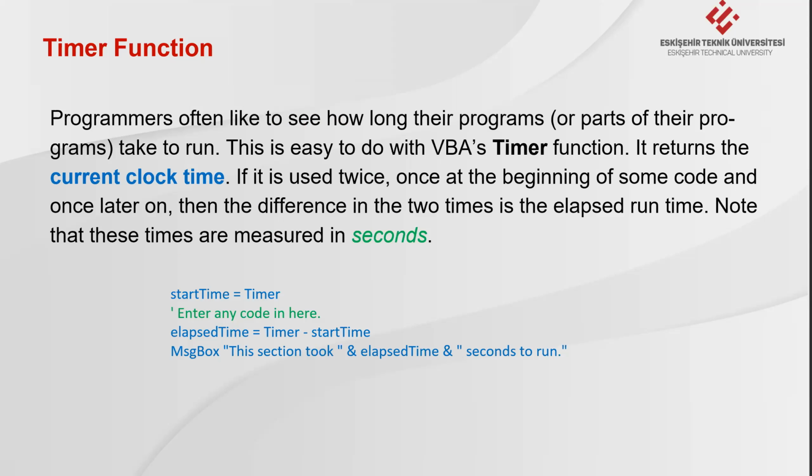So for example, we have a piece of code here. We say StartTime, which is a variable, equals Timer. We enter any code here, we do some job, and at the end, we calculate ElapsedTime as Timer minus StartTime. So the Timer now will have the end time, right? So the elapsed time will be this time in seconds. So you can show in your message box that this section took, for example, 5 seconds to run, as here. Sometimes maybe we are going to need this.